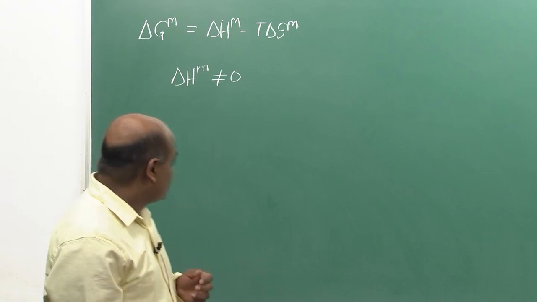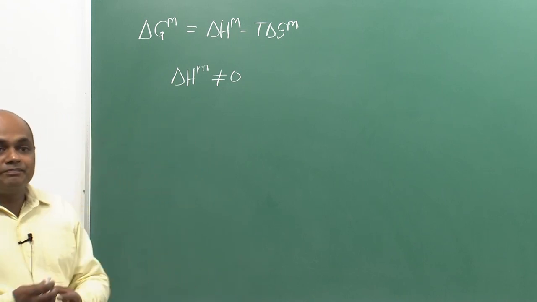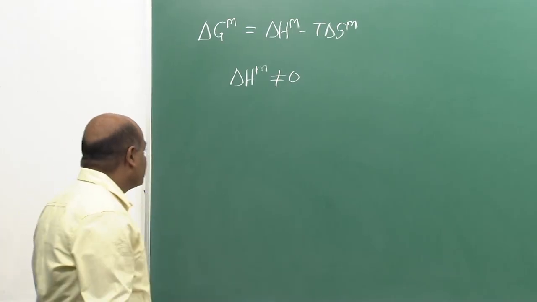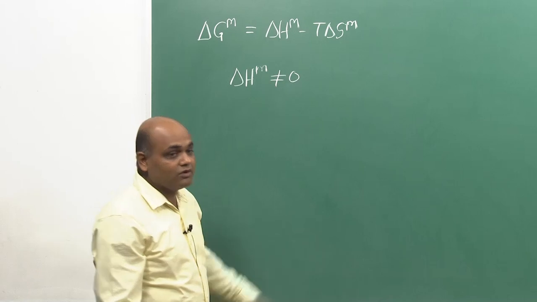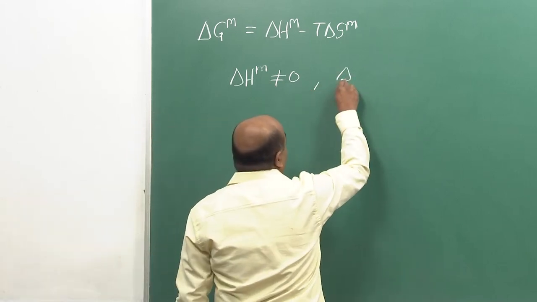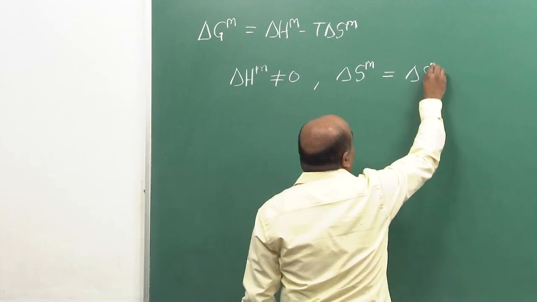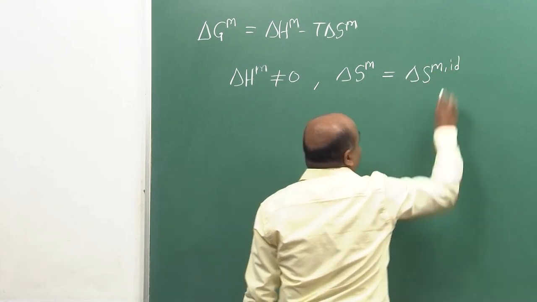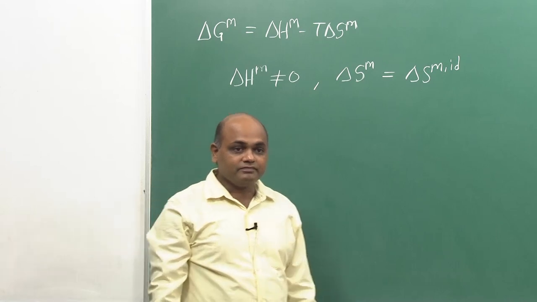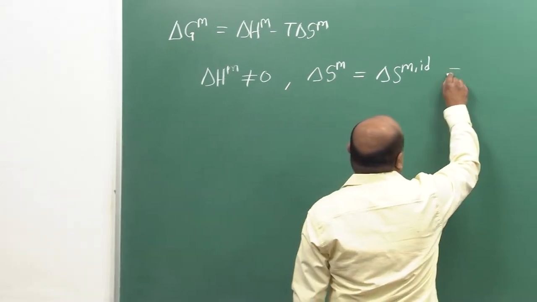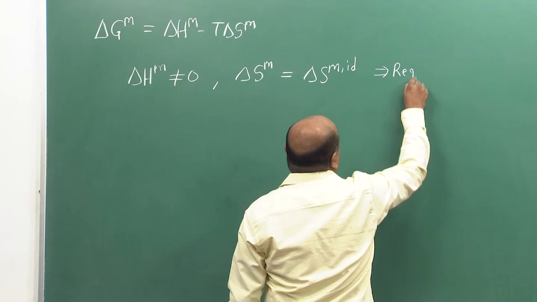right. But in order to understand this interaction effect, let us try to simplify the model, okay. So, let us assume that delta Hm is not 0, still delta Sm is equal to delta Sm id. So, this is the regular solution model.